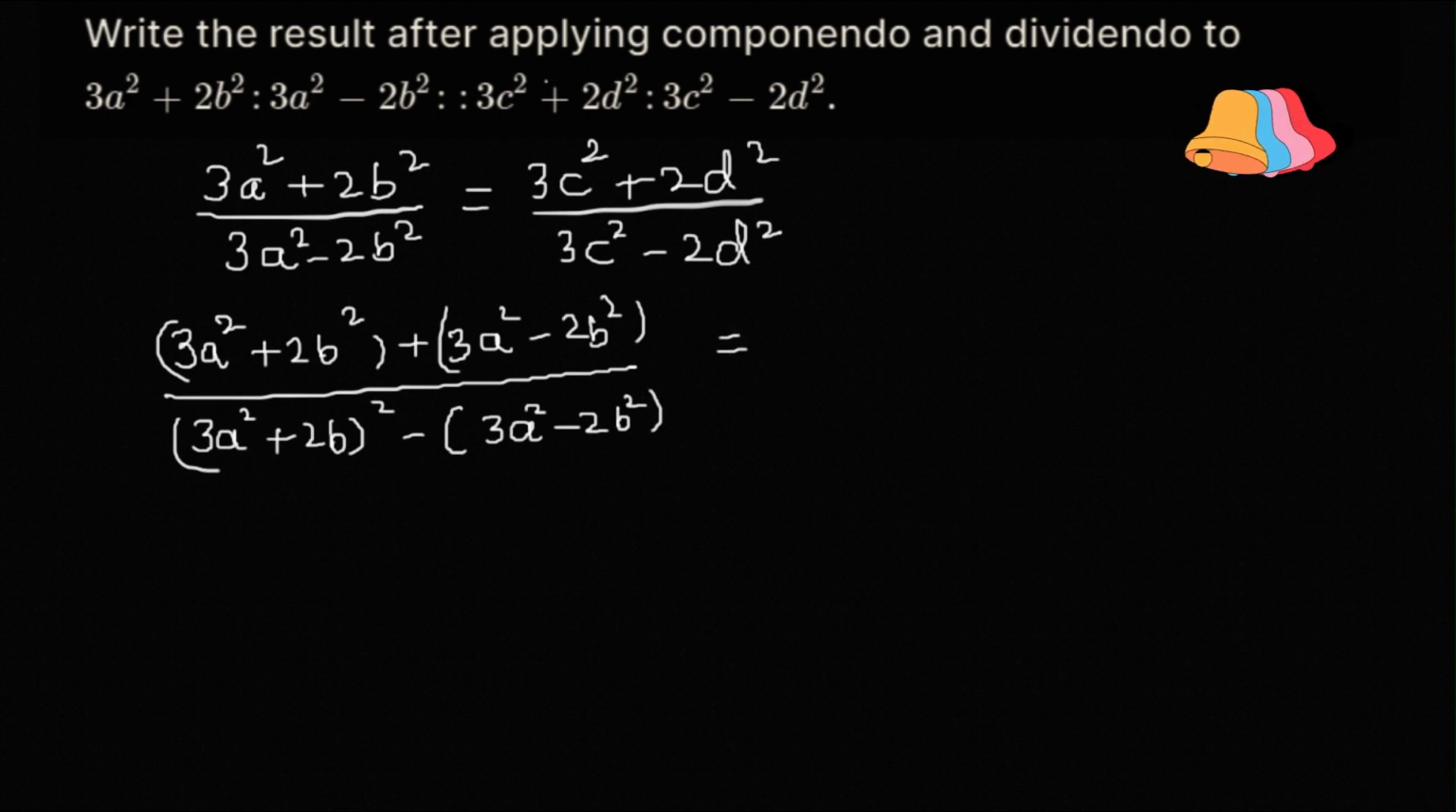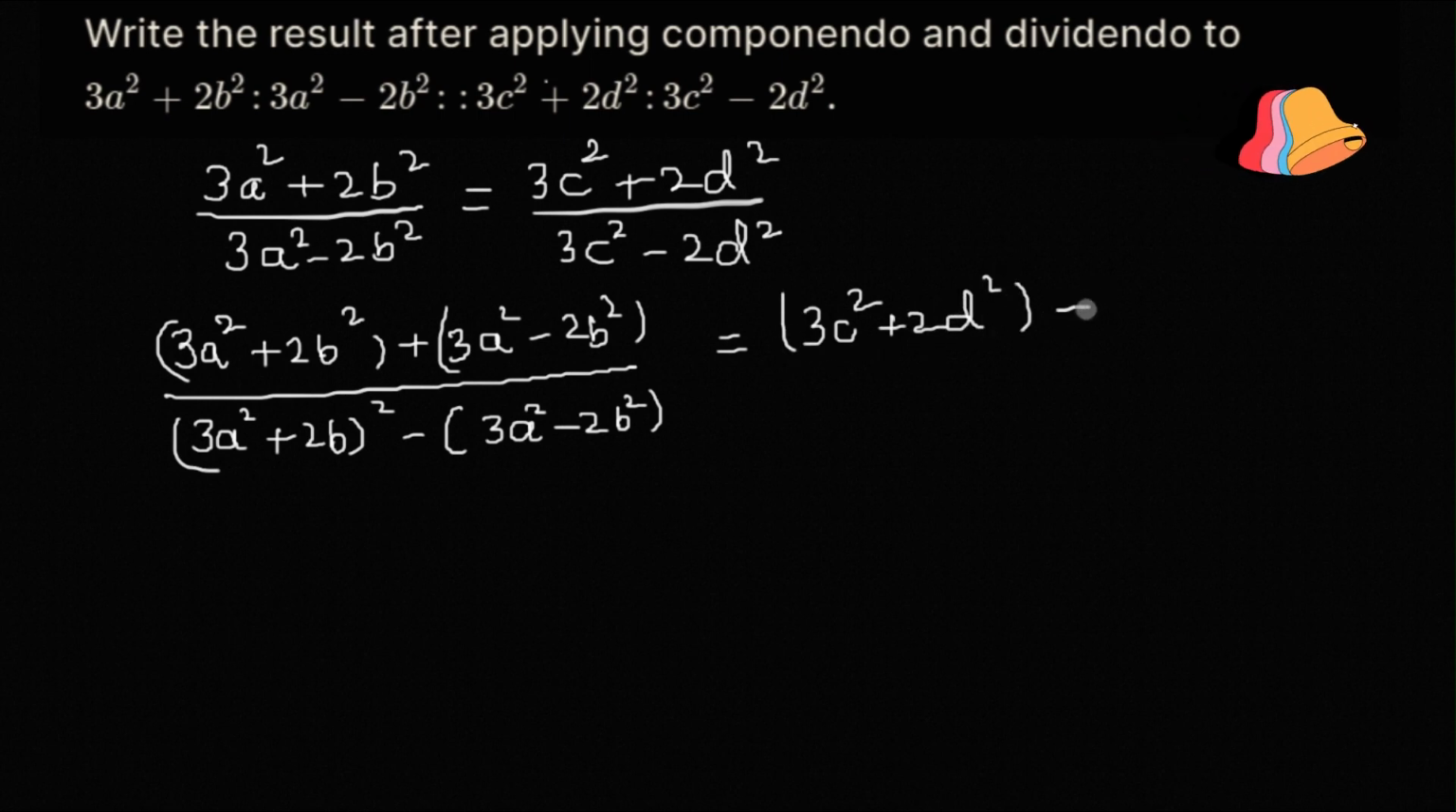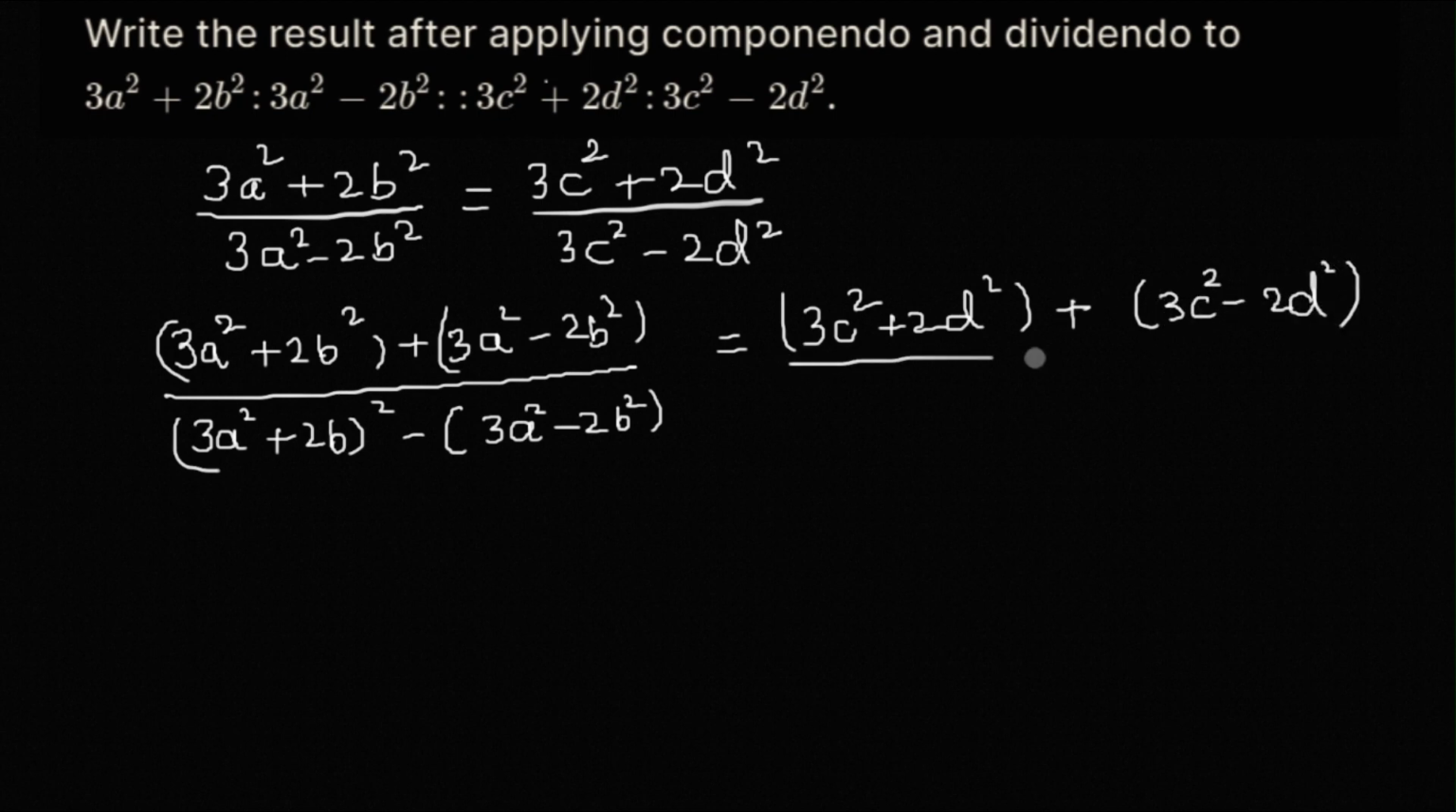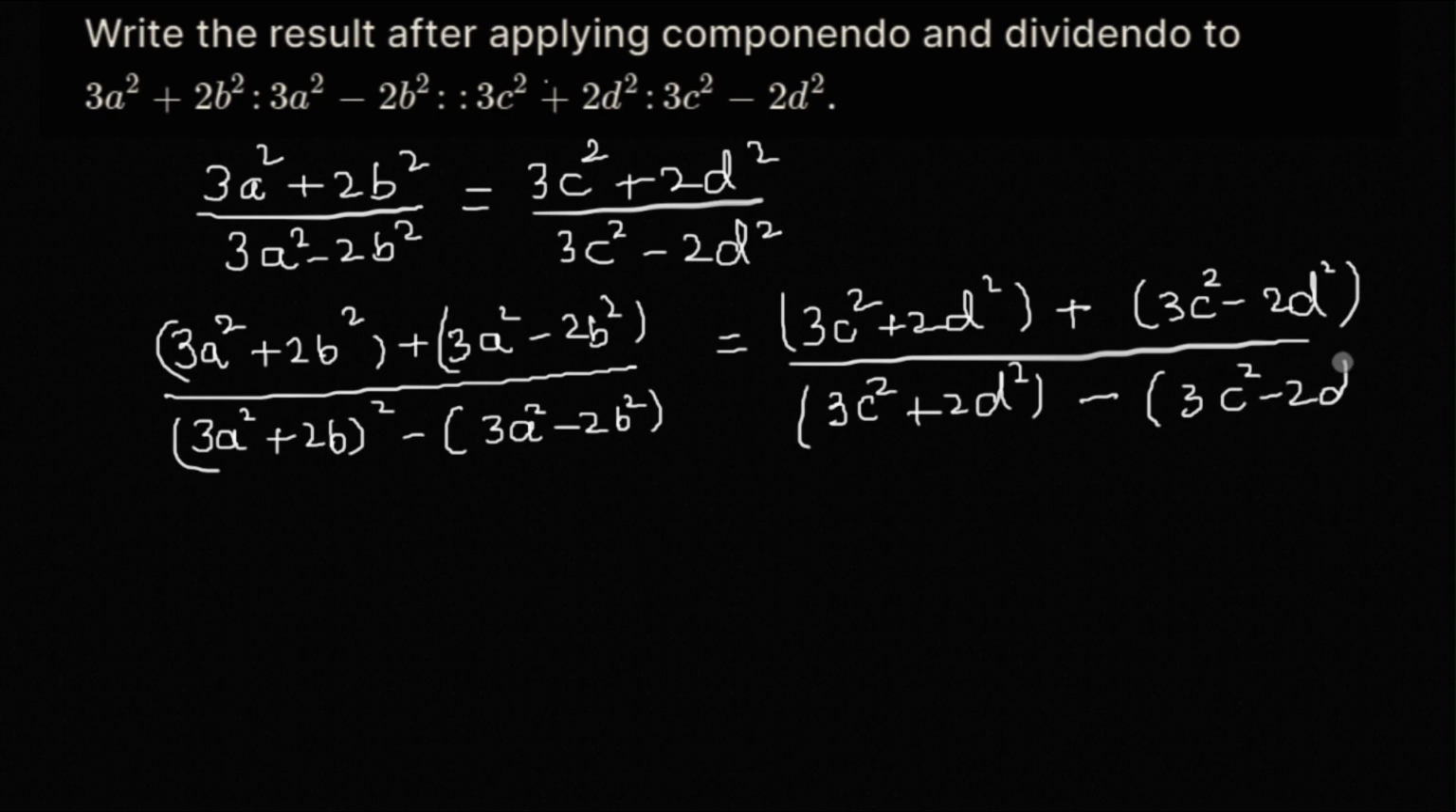Now let's apply the same rule for the right side of the fraction as well. The 3c square plus 2d square is the numerator, and we have to add the denominator, that is 3c square minus 2d square. In the denominator, we have to subtract: 3c square plus 2d square, and just keep the negative sign, 3c square minus 2d square.